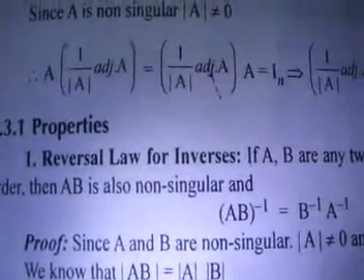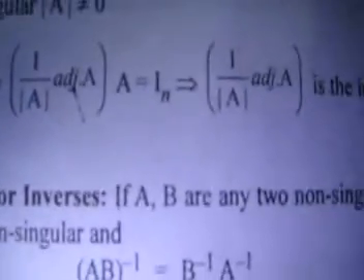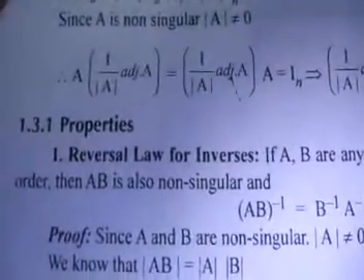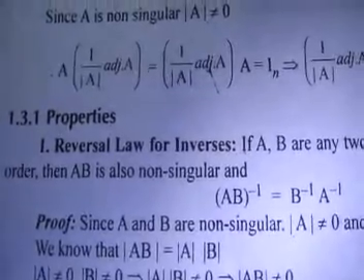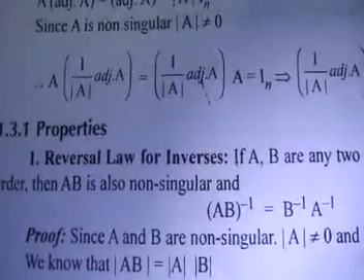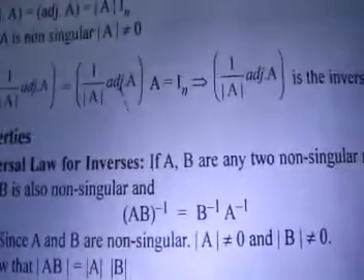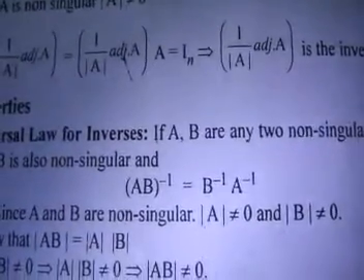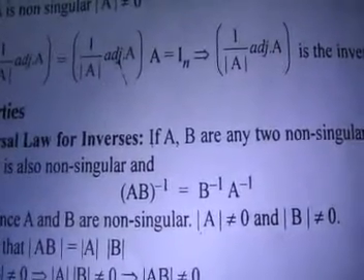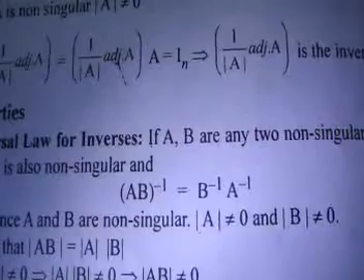One of the properties is the reversal law of inverses. If A, B are any two non-singular matrices of the same order, then A into B, that is represented as AB, is also non-singular, and the inverse of AB will be equal to B inverse multiplied by A inverse.